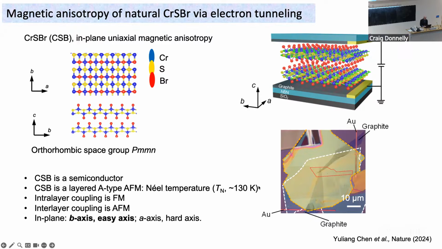And there are also these large orange dashed layers and white dashed layers, which are hexagonal boron nitride, which we're using, as many groups do, to protect the whole structure from oxidation or from water. So chromium sulfur bromine is a semiconductor. It has this layered A-type so-called antiferromagnetism. And I just want to point out that the easy axis is along this B axis shown here, and the hard axis is the A axis.